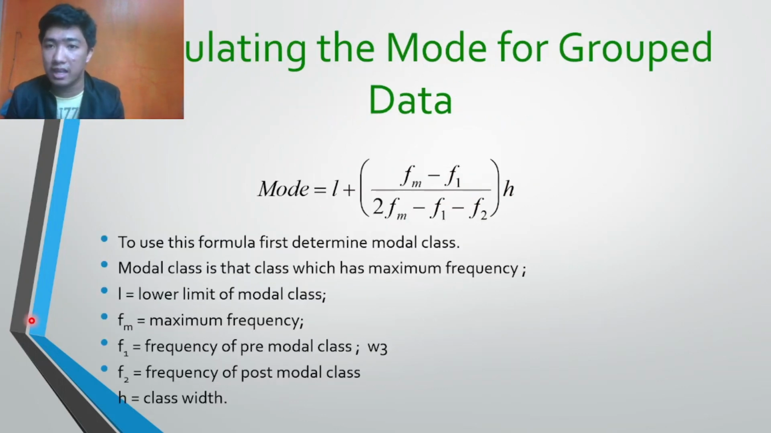Calculating the mode for grouped data, we use this formula. Mode is equal to the lower boundary of the modal class plus the maximum frequency minus the pre-modal frequency, over 2 times the maximum frequency minus the pre-modal frequency minus the post-modal frequency, times h, which is the class width.